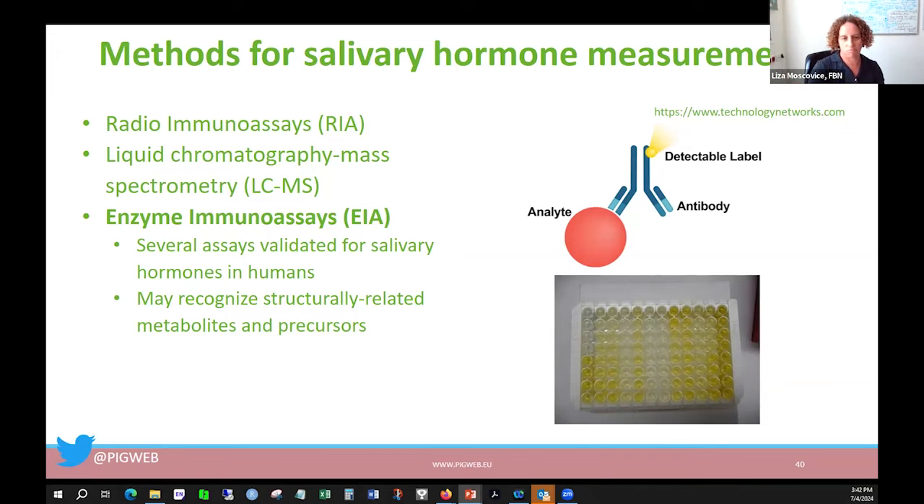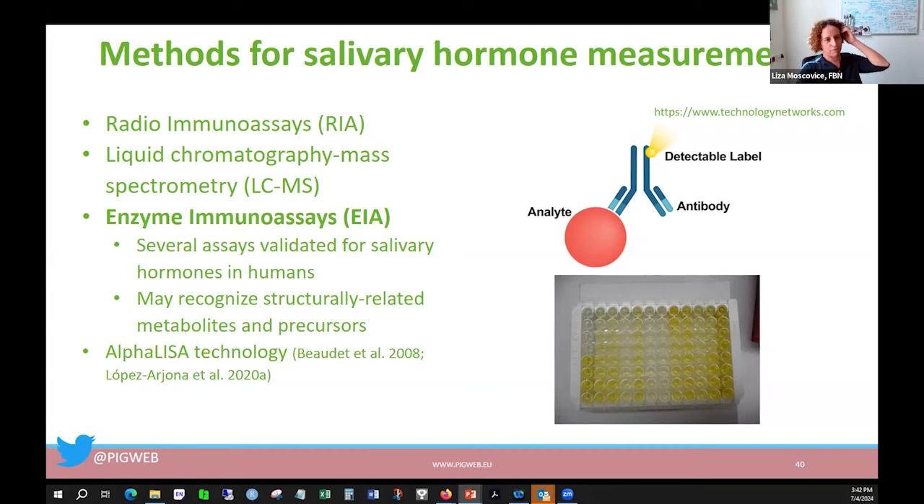And a similar process for measuring cortisol as well. You just don't need to worry about this pre-measurement purification step.